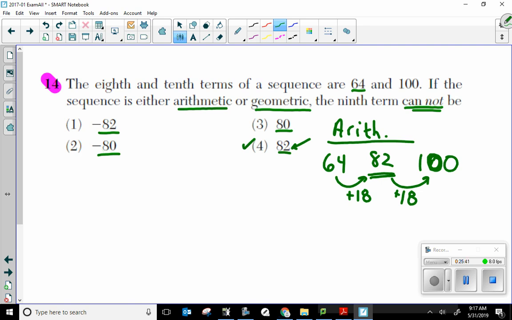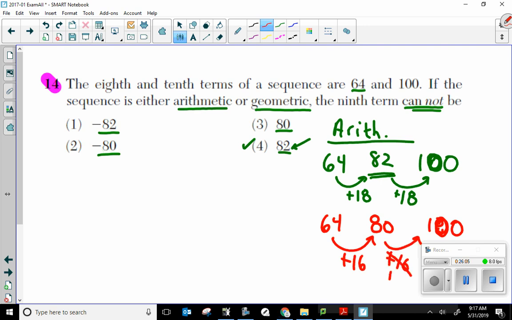All right, can I add 80? Let me try the same thing, arithmetic with 80. If I have 64 and I go to 80, can 80 be my 9th term in between? This would add 16, right? Which means if I go here, do I add 16? No, I would have to add 20. That would not be arithmetic. This does not work for arithmetic. This might not be the one that works.